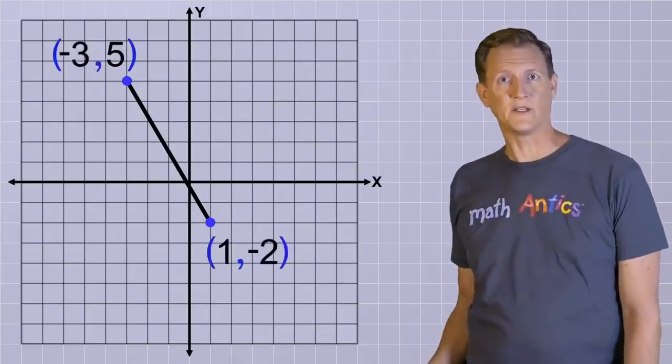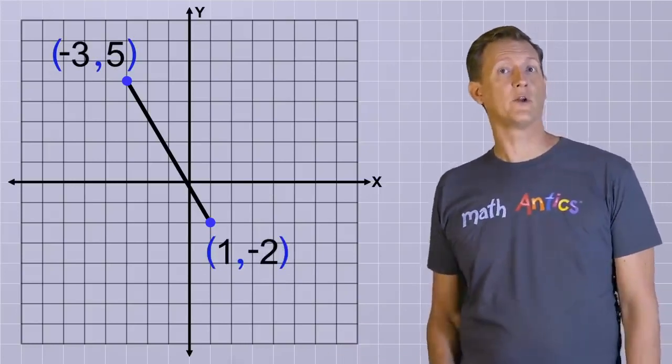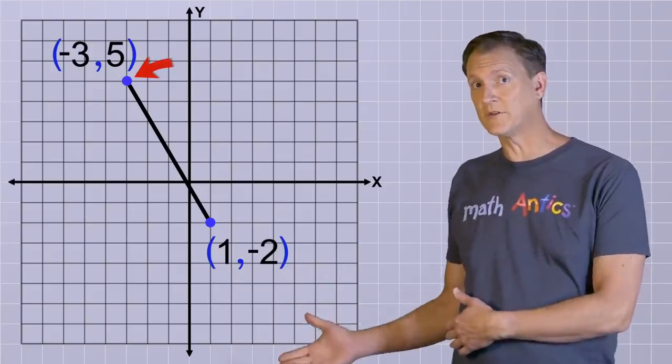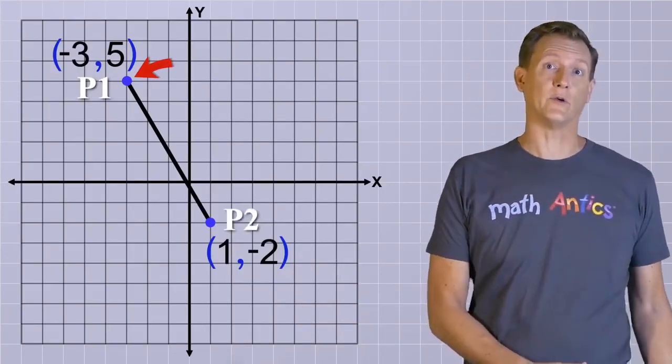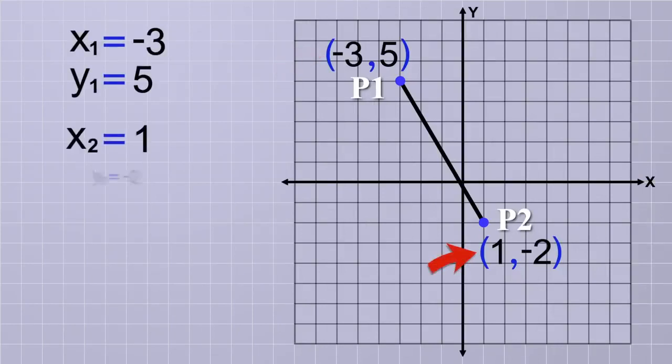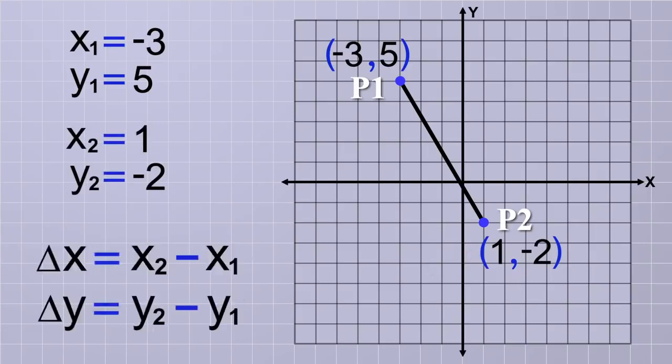Again, we're given 2 points, but this time they're already shown on the coordinate plane for us. We'll label this one that's furthest to the left point 1 and the other one point 2. That means this point's coordinates will be x1 and y1, and this point's coordinates will be x2 and y2. First, we plug those coordinate values into the delta equations.